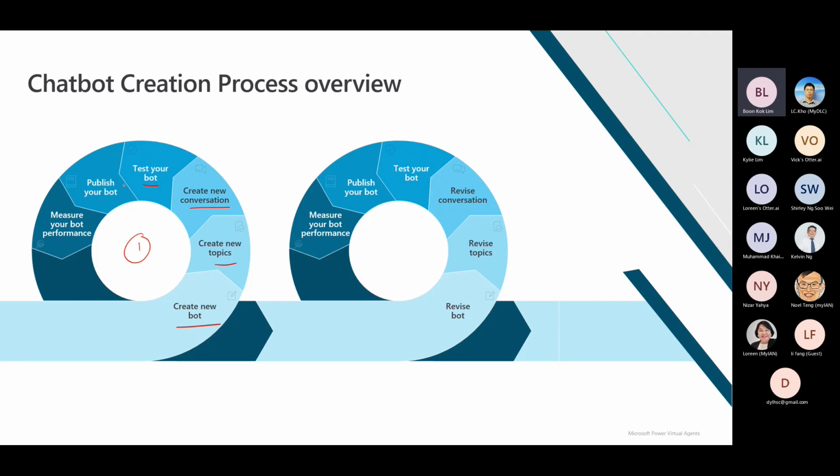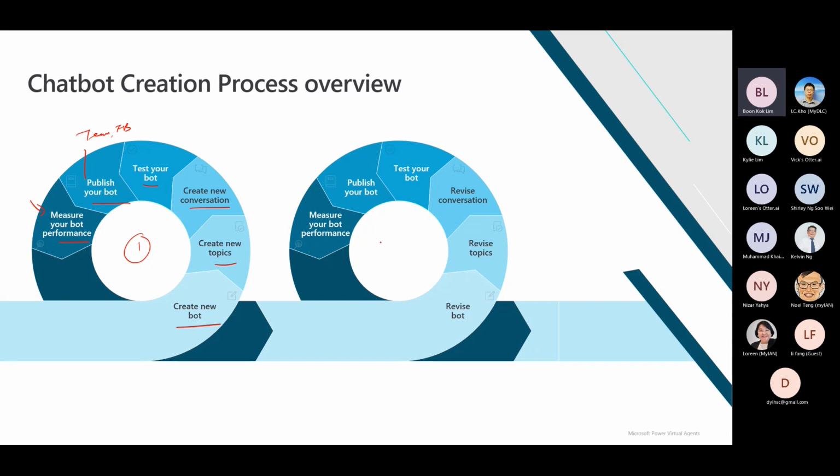So this is actually the process. Then you start to publish. When you say publish, you can publish to your Teams, Facebook, and so on. And remember, just now we talked about the analytics portal for you to measure the chatbot performance. All right. So this is the process.